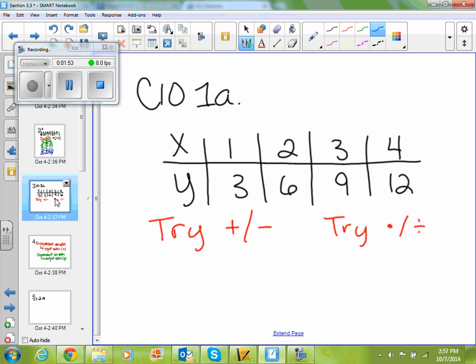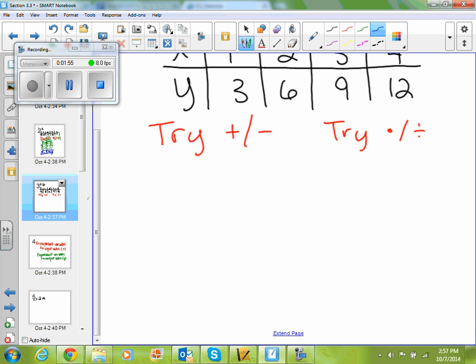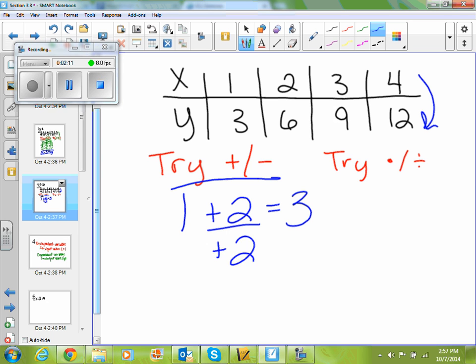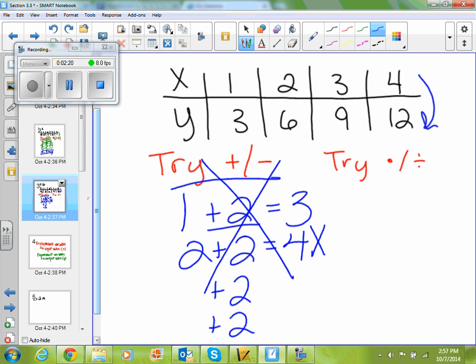Okay, so let's do another one. So we're given the values (1, 3), (2, 6), (3, 9), (4, 12). We always start by trying addition or subtraction. So for 1, something I'm doing to it to give me my y value of 3. So +2. So +2 is going to be my function rule that I'm going to try. It doesn't work. If I plug in 2, 2 + 2 is 4, which is not what we wanted. So we know addition and subtraction doesn't work.